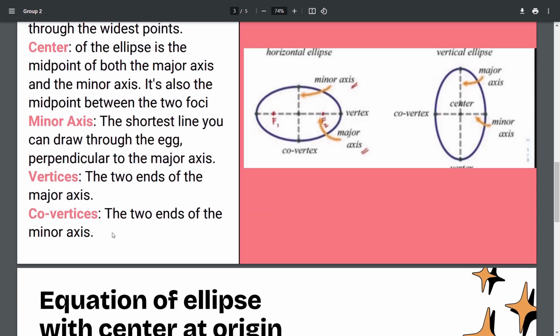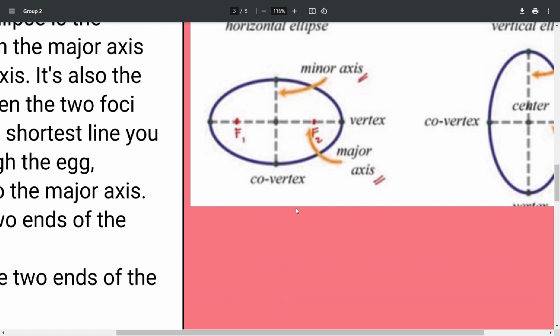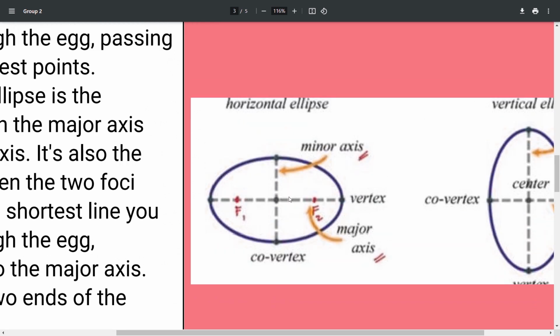Next is the co-vertex, the two ends of the minor axis. Minor axis, the shortest line in the ellipse. So this is our minor axis, and the endpoint is called co-vertex. Here, co-vertex.